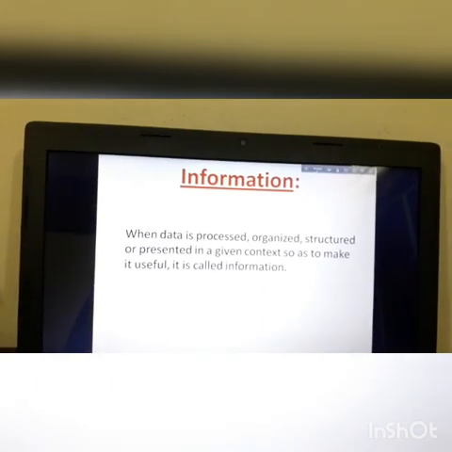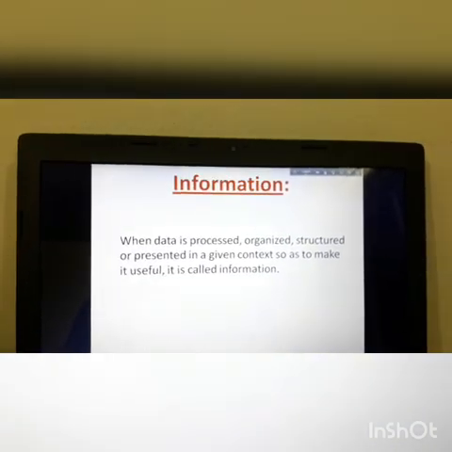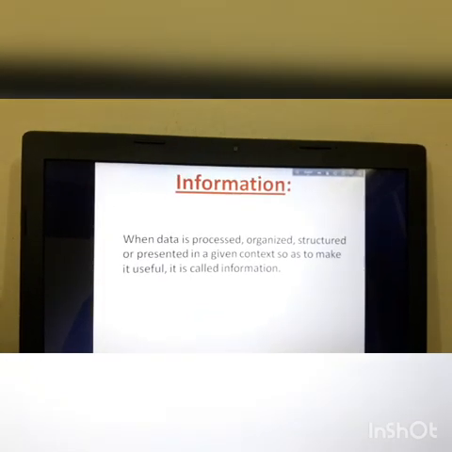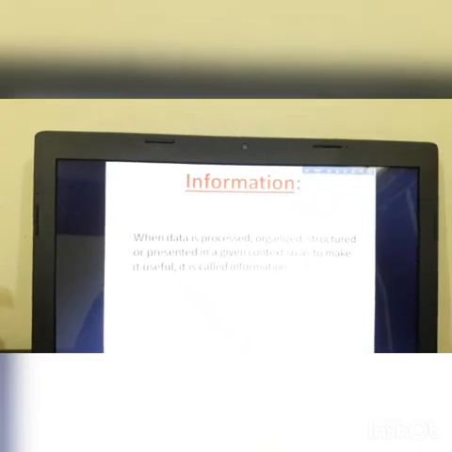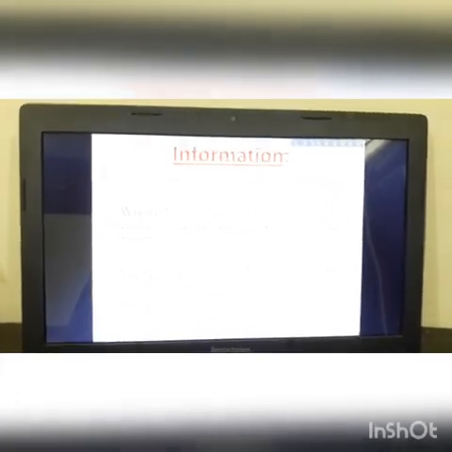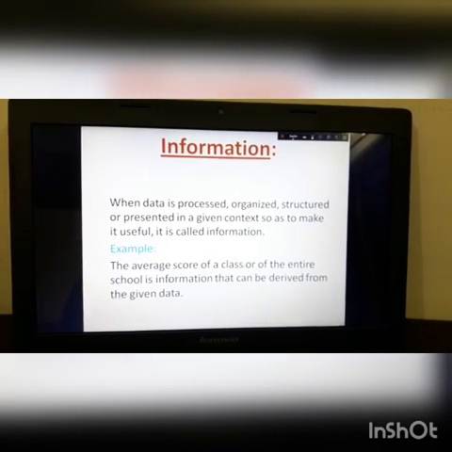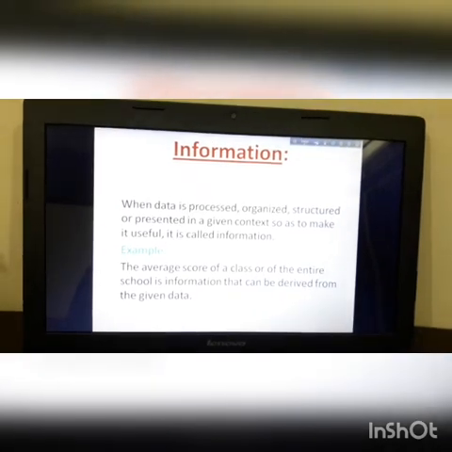Now what is information? When data is processed, organized, structured or presented in a given context so as to make it useful, it is called information. Now for example, the average score of a class or of the entire school is information that can be derived from the given data.